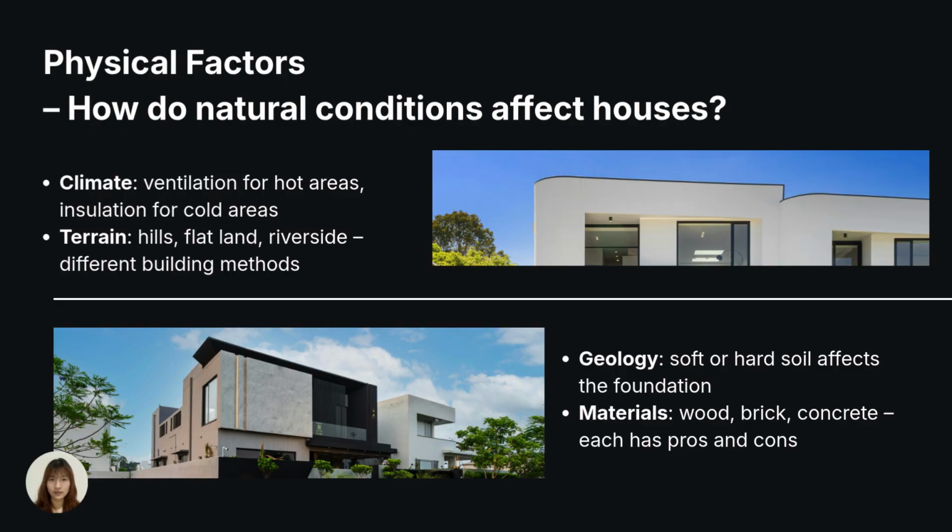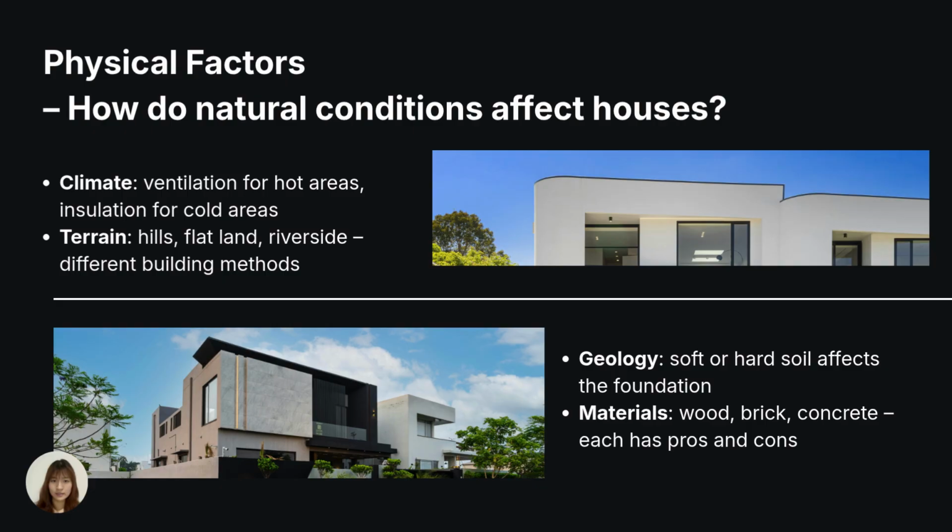Physical factors mean the natural environment of the house, such as climate, terrain, geology, and the materials we use to build. Let's talk about climate. In hot places like Malaysia, it's very warm, so houses need good ventilation. With good ventilation, the wind can blow through and the room won't feel so stuffy. So they usually put in big windows or leave space for fans.